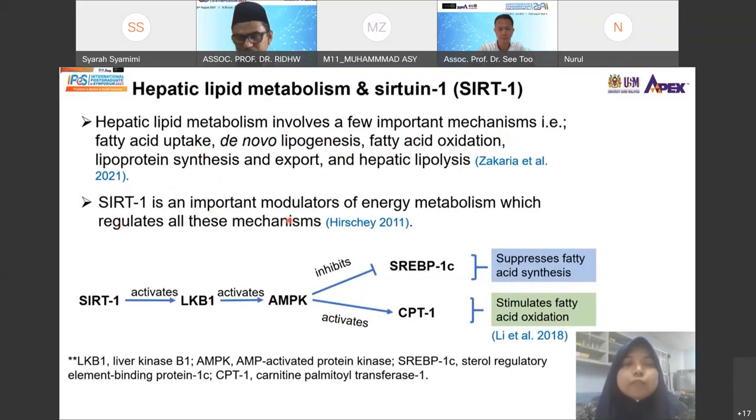SIRT1 is an important modulator of energy metabolism which regulates all these mechanisms. SIRT1 activates LKB1, which later will activate AMPK. The activation of this AMPK will inhibit SREBP1C, which finally will suppress fatty acid synthesis. This AMPK also activates CPT1, which finally will stimulate fatty acid oxidation.